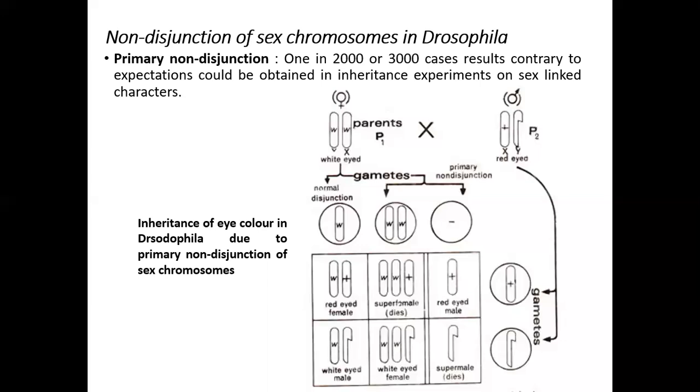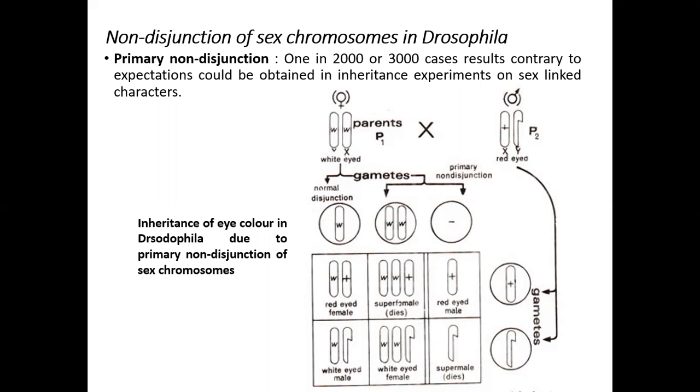However, he found that rarely in such a cross, red-eyed males and white-eyed females were observed. He explained this instance on the basis of non-disjunction, that is called non-disjunction, of X chromosomes in the female individual.